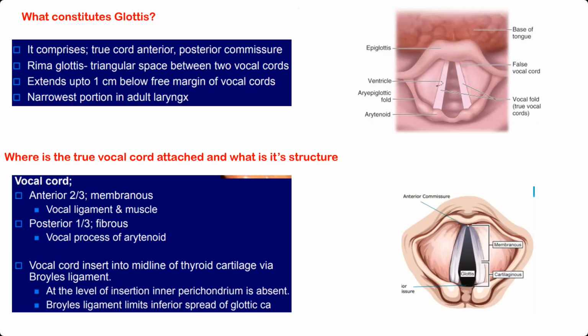So this is the anterior commissure, which is the narrow part. The posterior commissure is wide enough, and this anterior 2/3 is membranous, and the posterior 1/3, because it's attached to the arytenoid, is the cartilaginous part. Okay, so this is the structure that they may sometimes ask you. And we saw the supraglottis, we saw the glottis, which is the opening, then you have a subglottic area. So subglottic narrowing and occlusion is a very common term that all of you would have heard about.